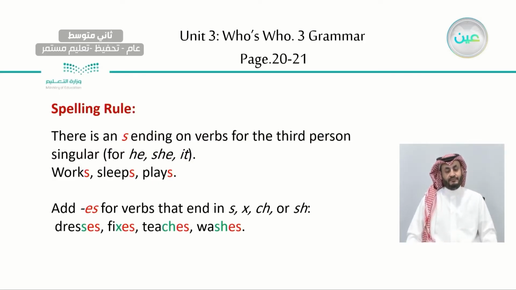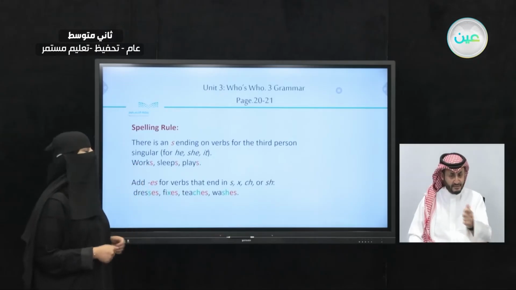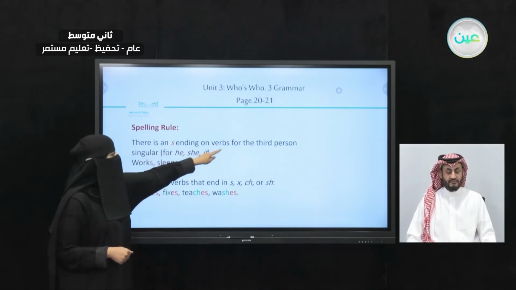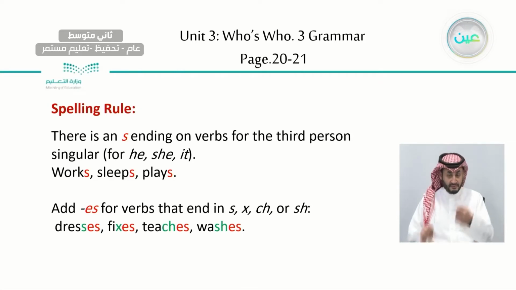Now, we have a spelling rule. Let's take a look at these words. There is an S ending on the verb for the third person, singular, for he, she, or it. Works, sleeps, plays. We will add ES if the word ends with S, X, SH, or CH. Like dresses. The word ends with s. That's why we will add es.